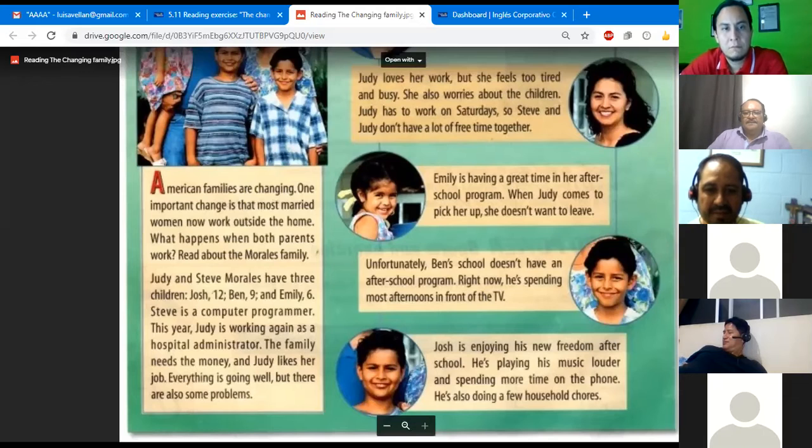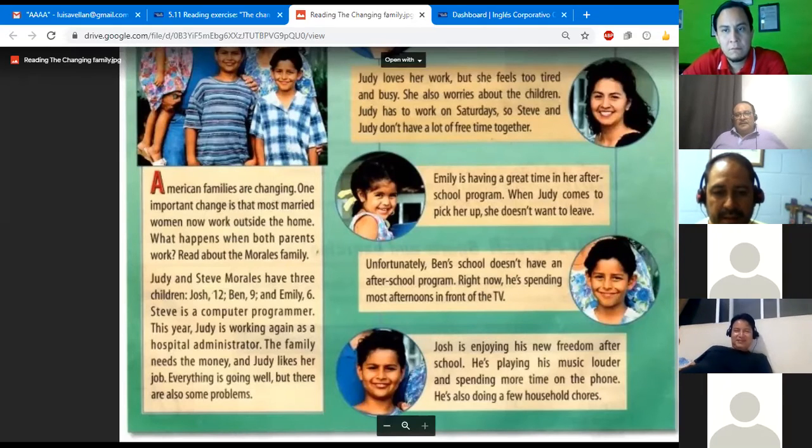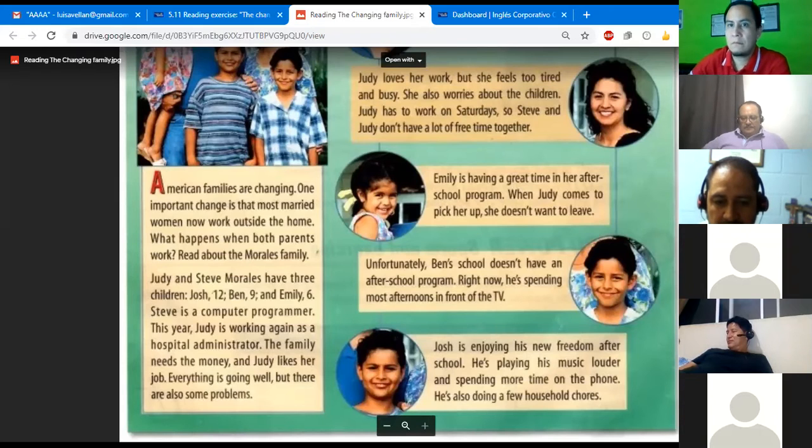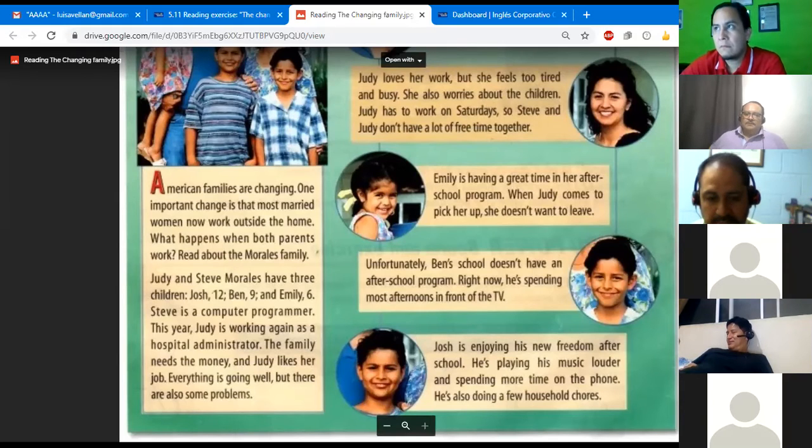Most families in El Salvador, the women and the men work outside the house. Long time ago, the families have 3, 4, 5 children, and now only 2 or 1. Today it's difficult to find a family with 3 children, young.